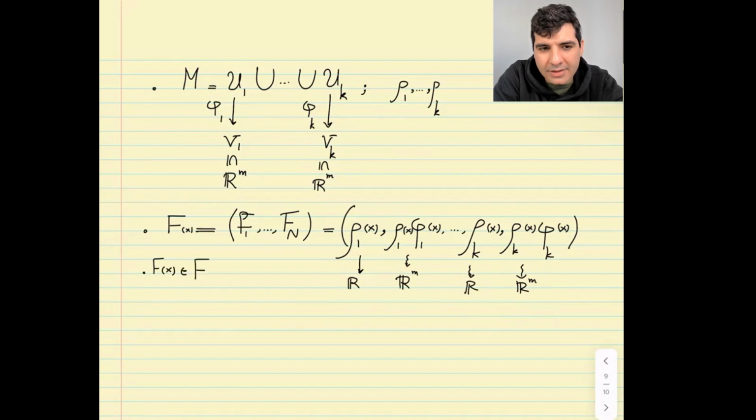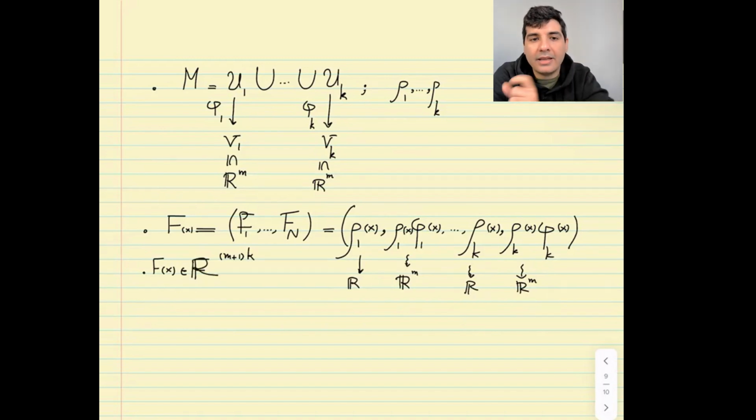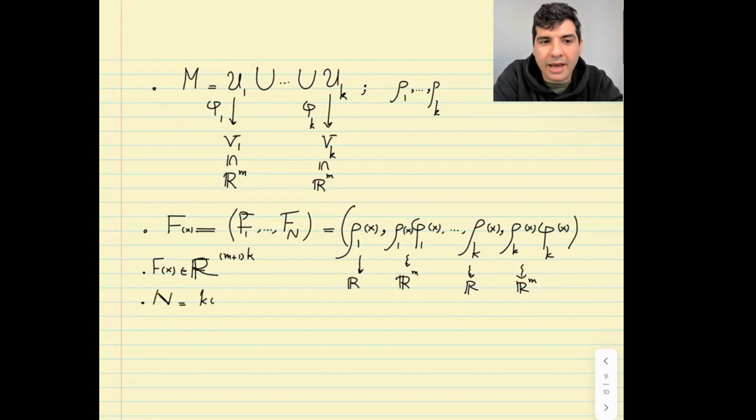So f of x, what is the range of f of x? You see, the dimension of the image is R^(m+1), and we get that k times. So f takes values in (m+1) times k. So we have a map f from our manifold M into R^n, where n is k times (m+1), where k is the number of open sets we are using to cover our manifold. So we might use many open sets. So k might be very large, so n can be very large.